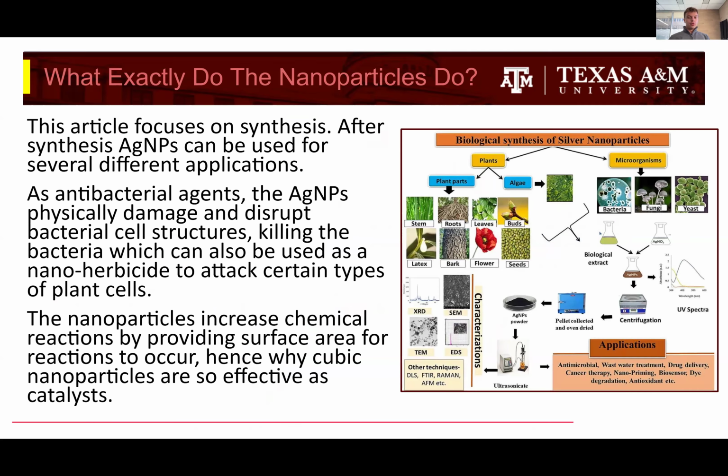So, in our article, what exactly do the nanoparticles do? This article focuses on synthesis. After synthesis, silver nanoparticles can be used for several different applications. One of such is antibacterial agents, where they can physically damage and disrupt bacterial cell structures, which kills the bacteria, and they can also be used as a nanoherbicide to attack certain types of plant cells. The nanoparticles increase chemical reactions by providing surface area for reactions to occur, which is why cubic nanoparticles are so effective as catalysts.